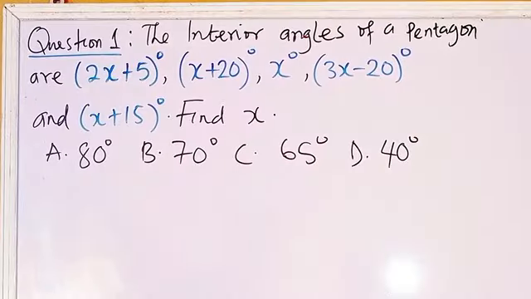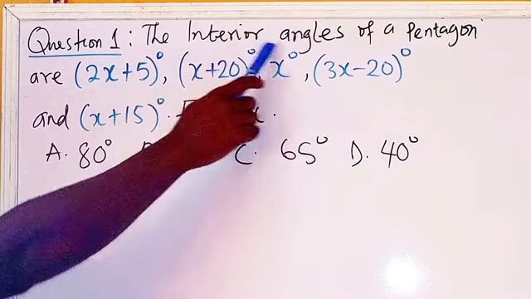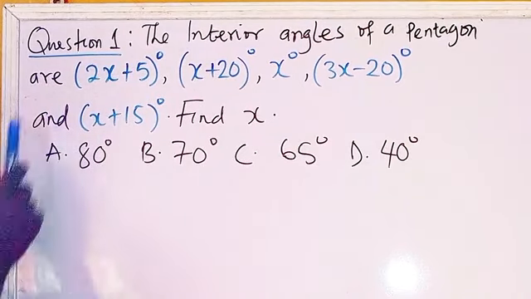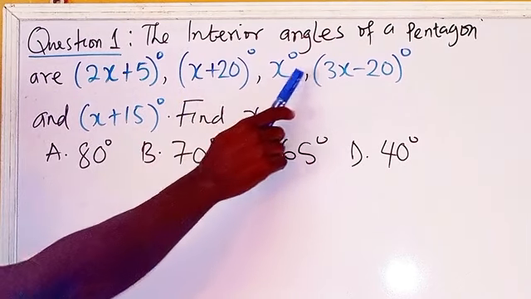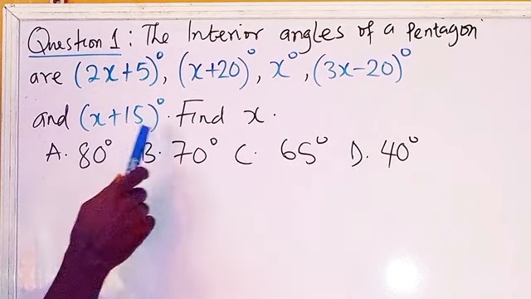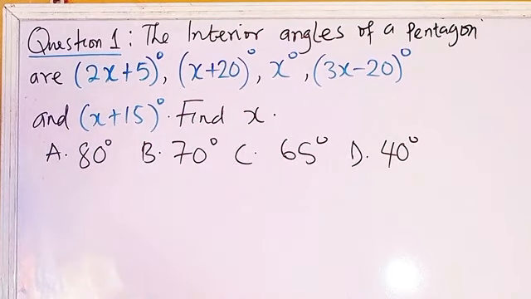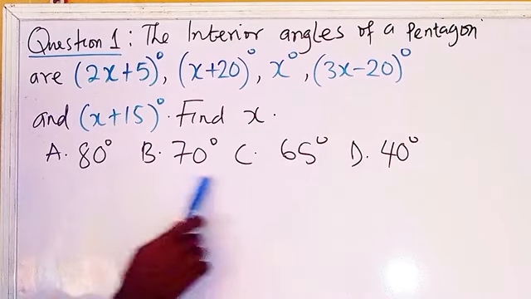This is our first problem under triangles and polygons. The question says the interior angles of a pentagon are 2x plus 5 degrees, x plus 20 degrees, x degrees, 3x minus 20 degrees, x plus 15 degrees. So we want to know the value of x. We have these options here.